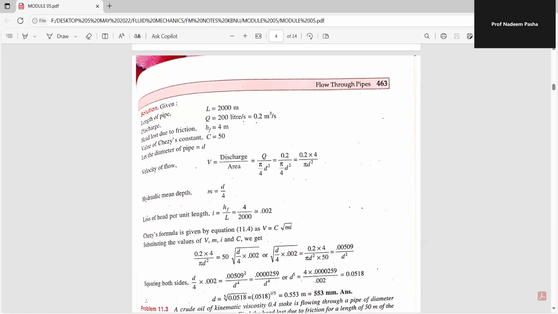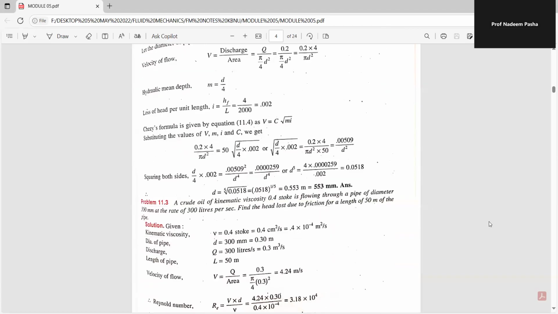Now coming to one more problem. A crude oil of kinematic viscosity 0.4 stoke is flowing through a pipe of diameter 300 mm at the rate of 300 liters per second. Find the head loss due to friction for a length of 50 m of the pipe.